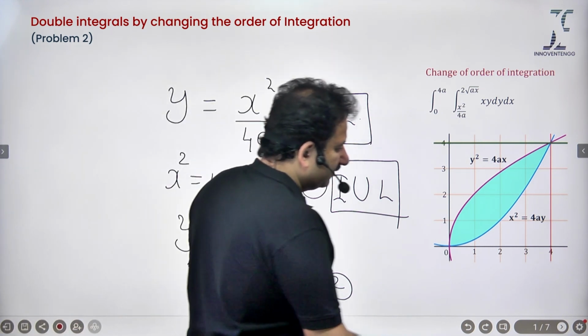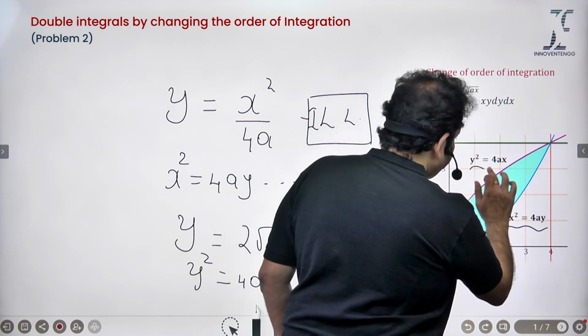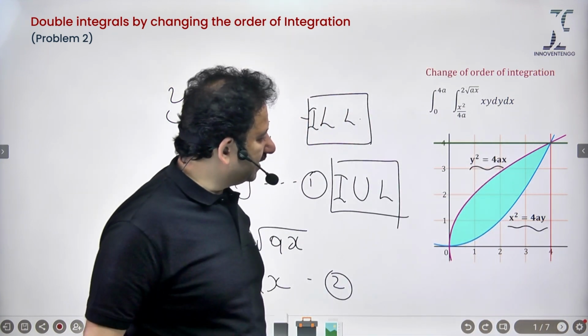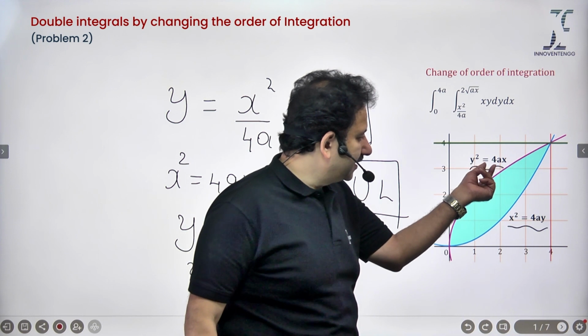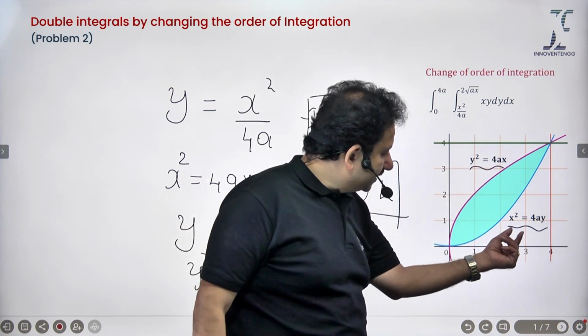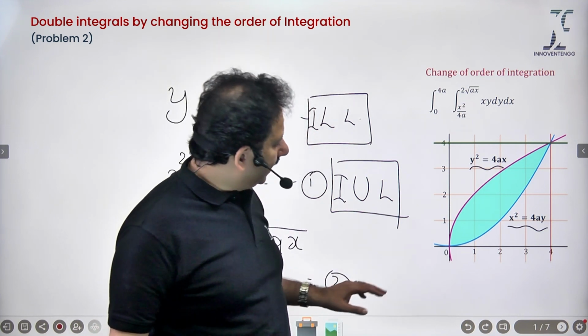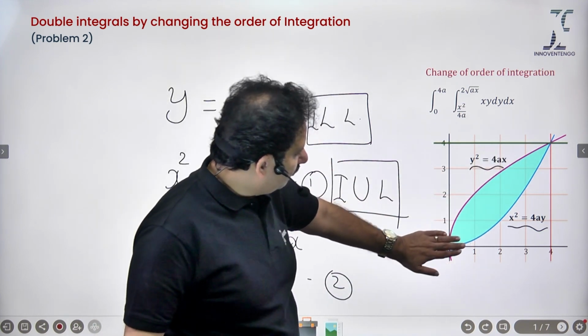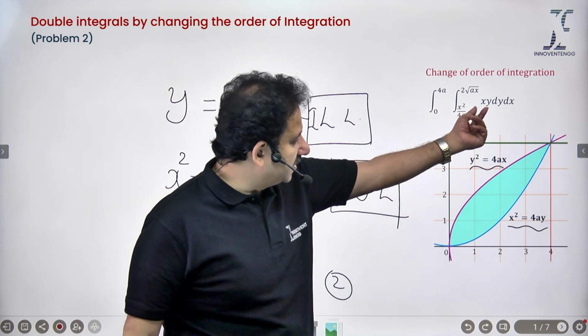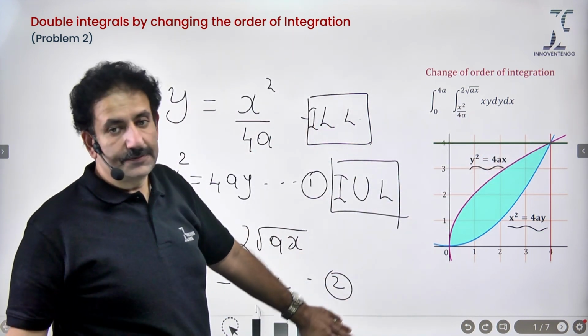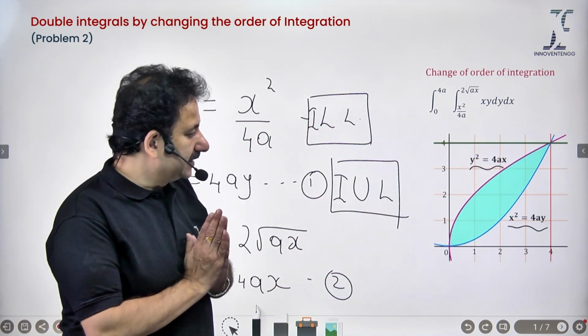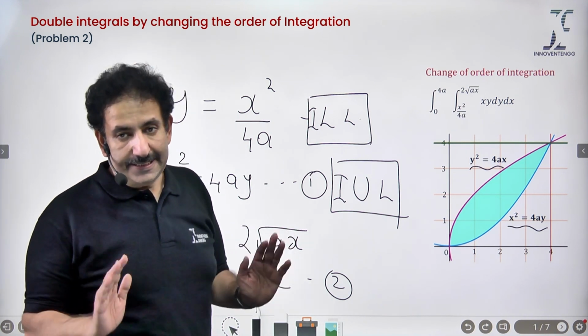And if I represent them graphically, here you go. The parabola which is symmetric about the x-axis is represented in red, and the parabola which is symmetric about the y-axis is represented in blue. And the common area over which you carry out the integration of the function xy is this. So this is very categorically established.